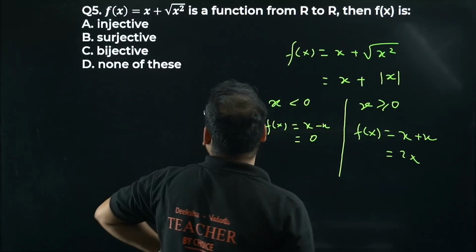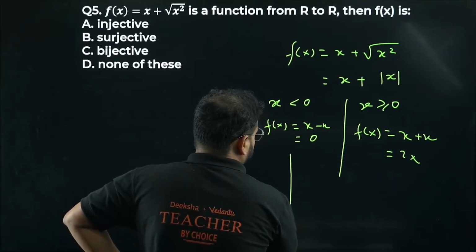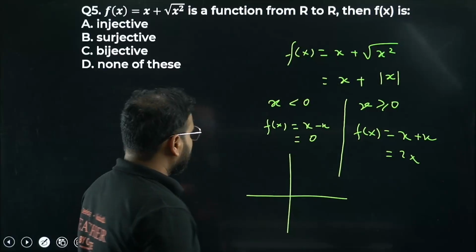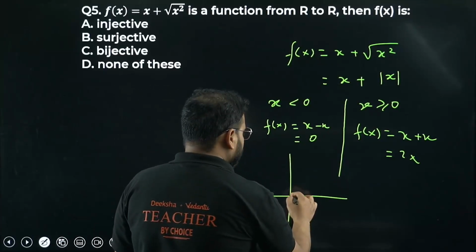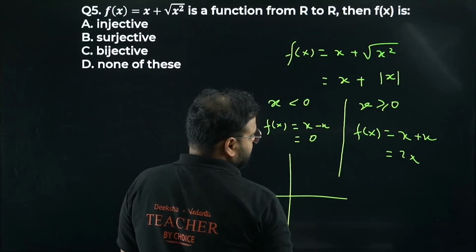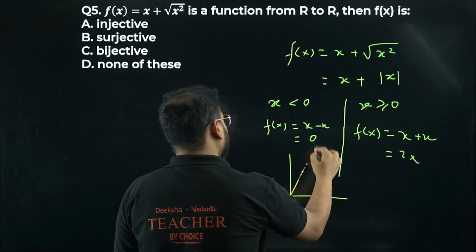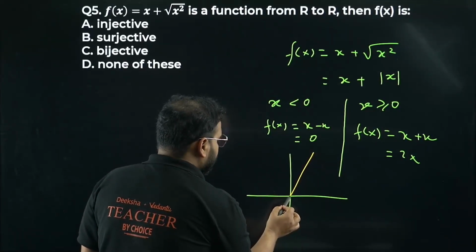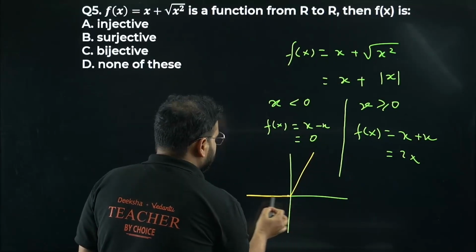Draw the graph, this part. This will be easier with the graphical approach. Check it out. The first part is this. The curve is this. After 0, this is the curve. Before 0, it is always 0. This is the curve.